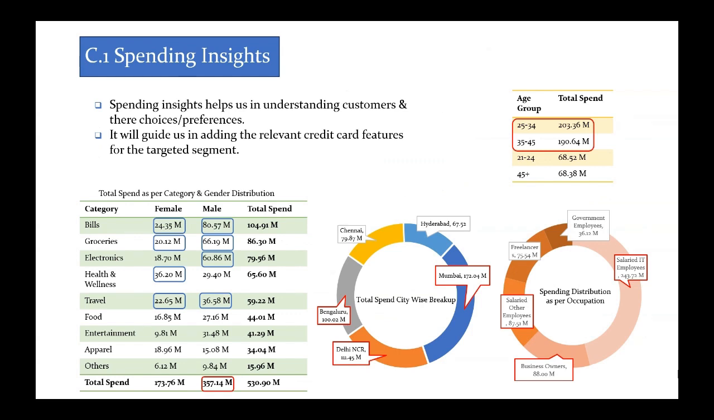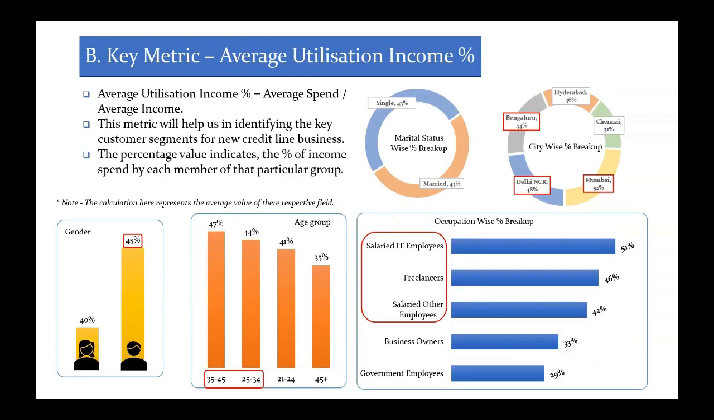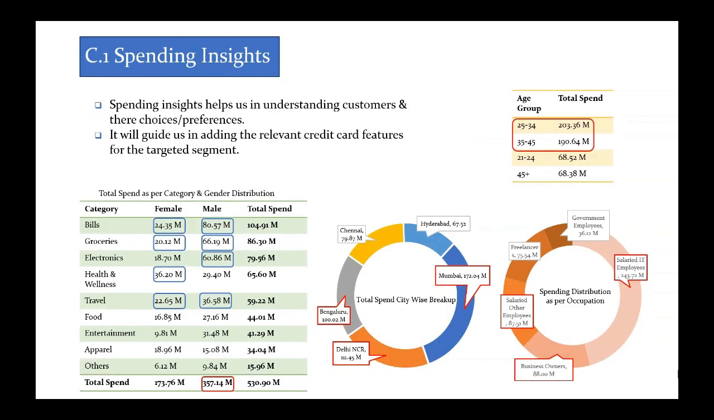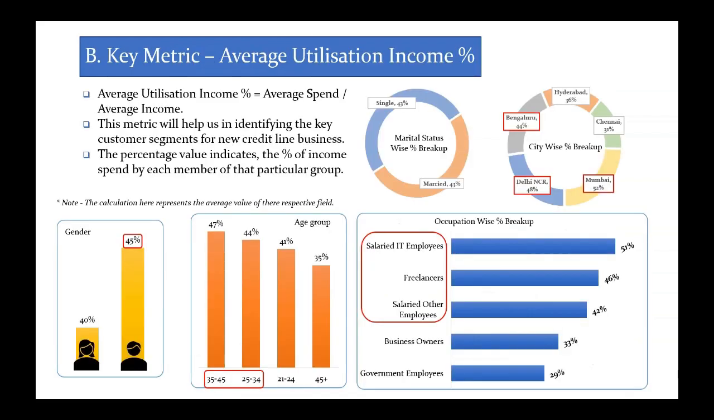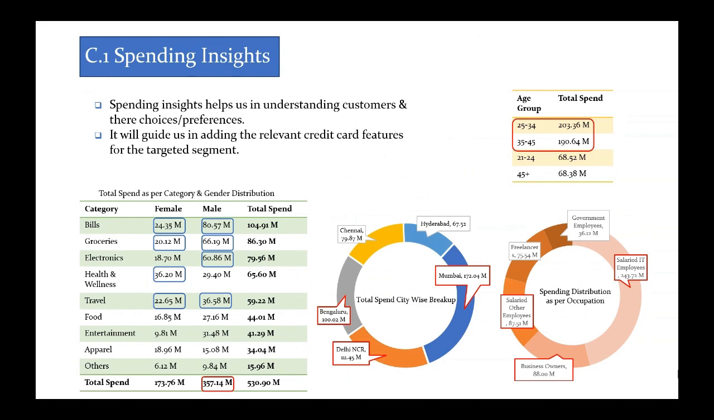Then, occupation-wise, it is the salaried IT employees and other employees who have the highest spend, and then come the business owners. Now, here a group has changed. If we see in the average utilization income percentage, it was the freelancers and the business owners who spent only 33%. But if we talk about the total amount, then business owners spend more than freelancers in terms of value and amount. The age group remains the same as it was in the key metric, 25 to 45, two age groups.